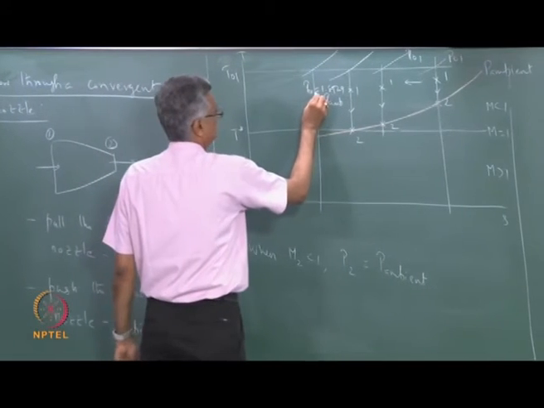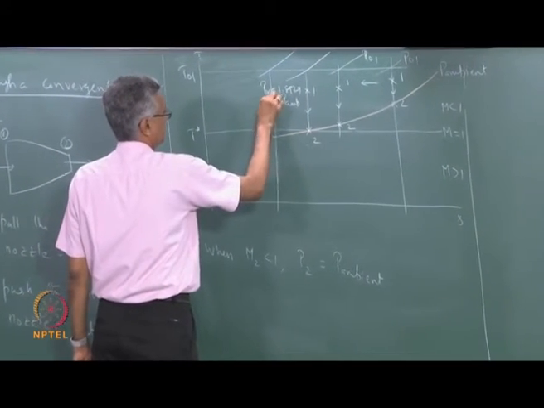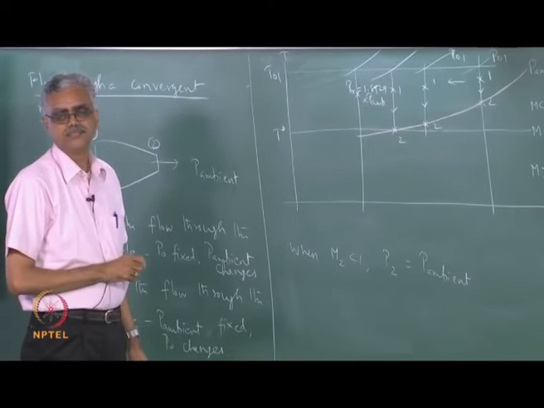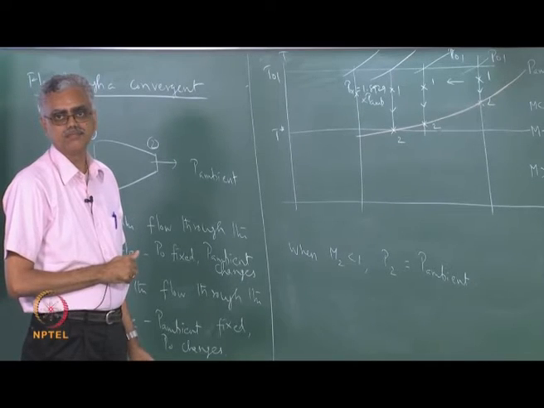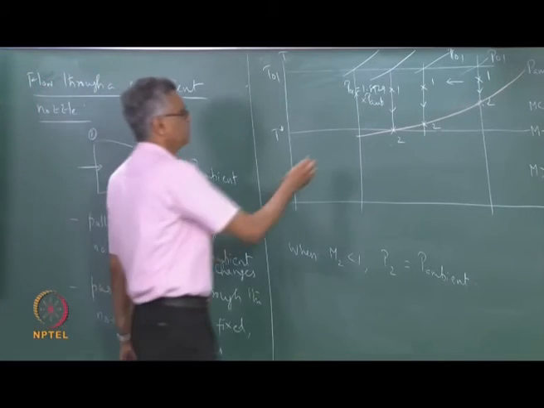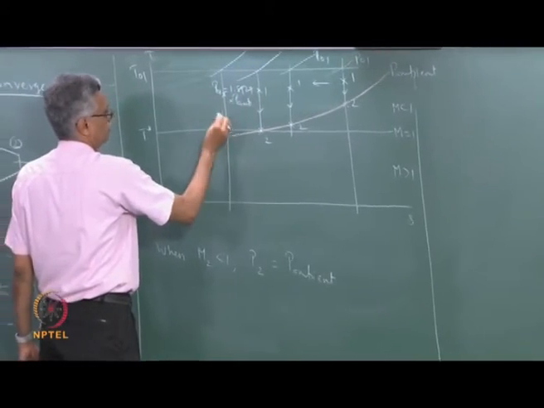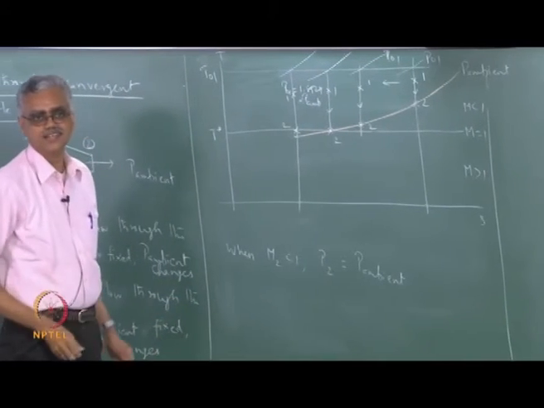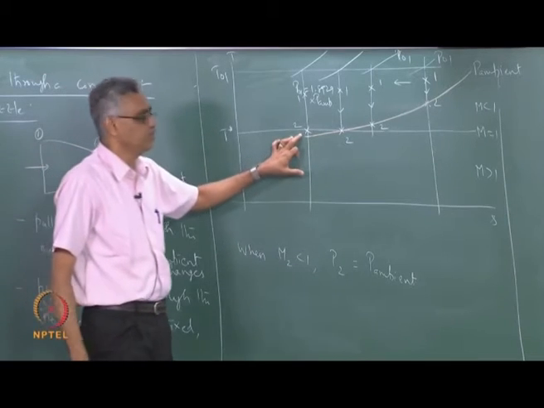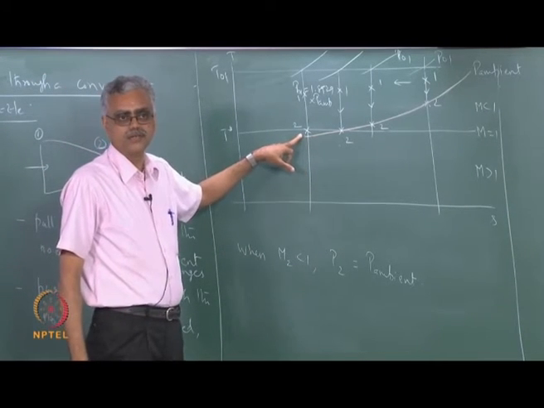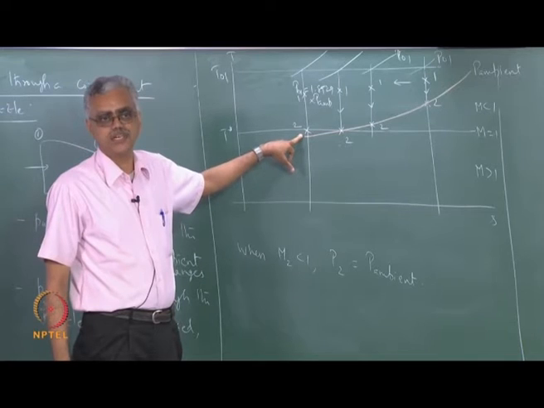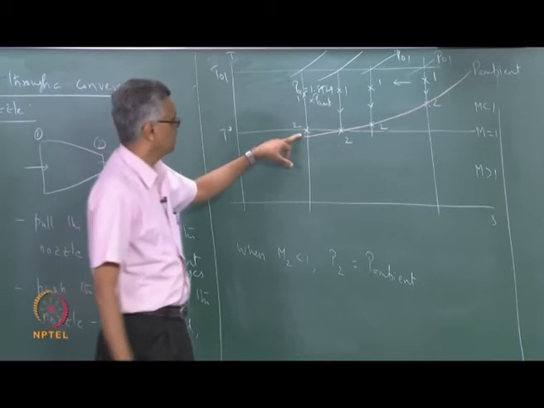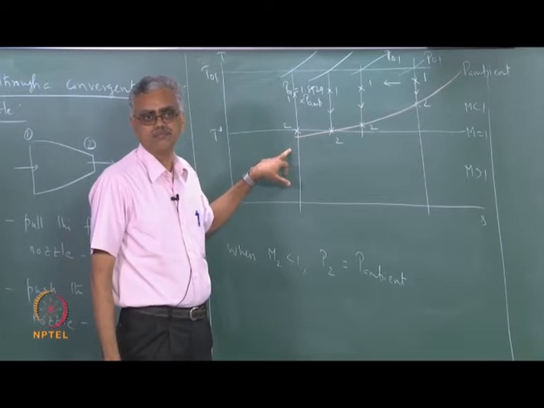State 1 will continue to be here. What about state 2? Where will state 2 be? State 2 will still be over here. This will be 2 and this will be my state 1. There will be no change. State 2 will continue to be in the sonic state. But what happens to the pressure at state 2? Pressure is now higher compared to the ambient.